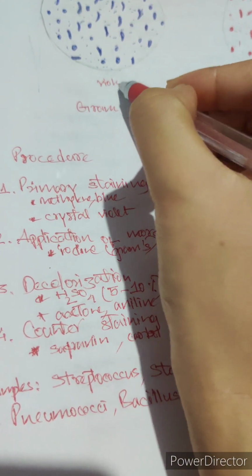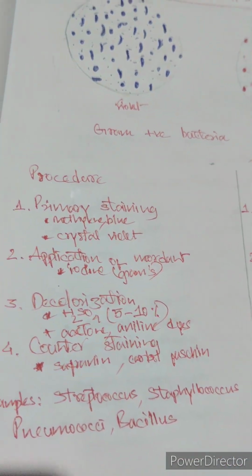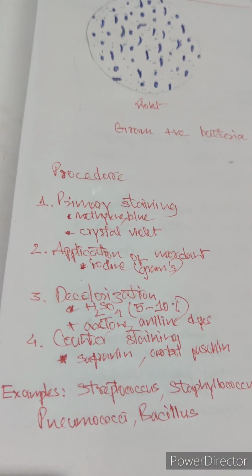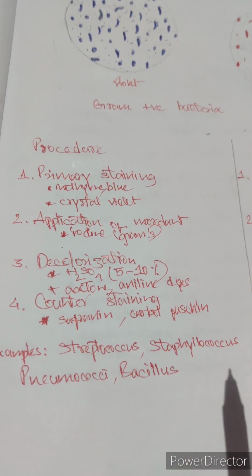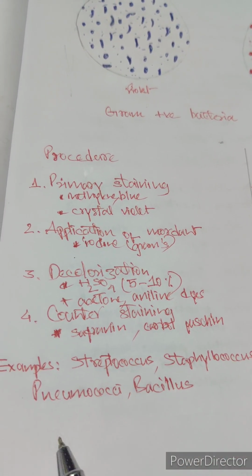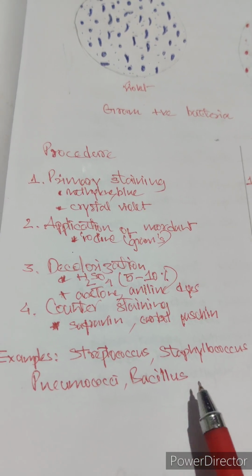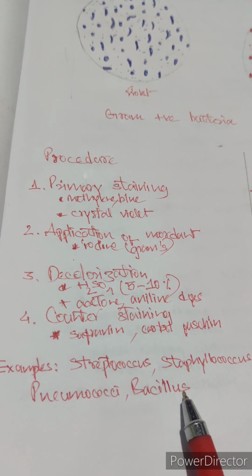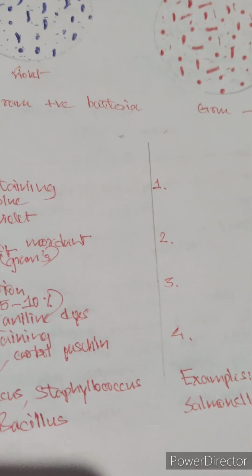Sorry, I didn't have the violet color, so I did it with the blue pen. So your gram-positive bacteria are violet in color. Examples of these bacteria are Streptococcus and Staphylococcus. These are mainly cocci-shaped bacteria, and pneumococci is also a cocci-shaped bacteria, but Bacillus are bacilli-shaped bacteria. So next is your gram-negative bacteria.